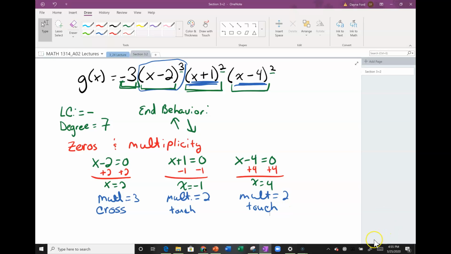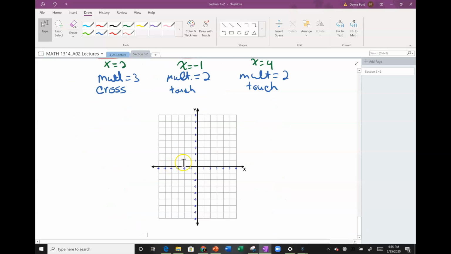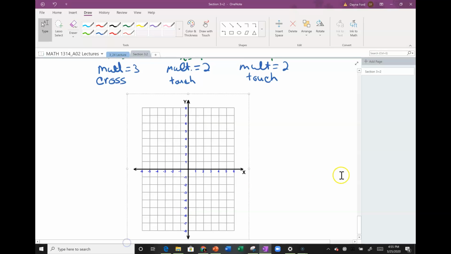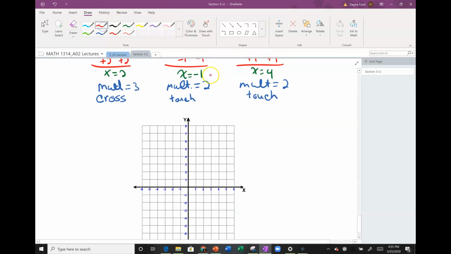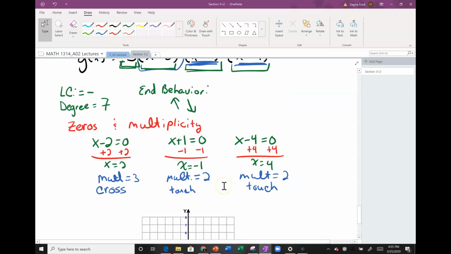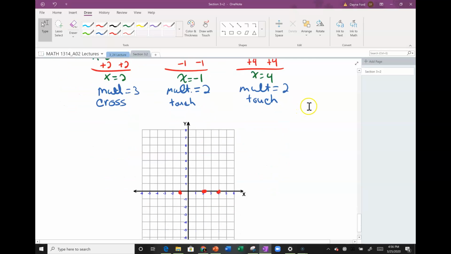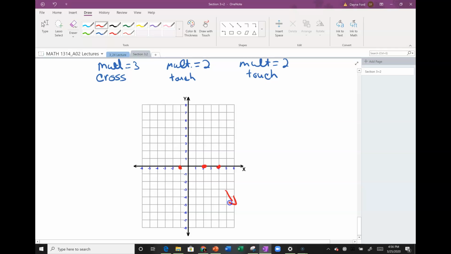So I'm going to see if I can put this in a graph again. Okay, I'm going to enlarge it just a little bit. And I'm going to look at first my zeros. So I have a 0 at 2. I have a 0 at negative 1. And I have a 0 at 4. I'm going to scroll up and look at my end behaviors here. My end behaviors said that they were going in opposite directions. So that means that this one should be going down, and over on the left-hand side is going up.